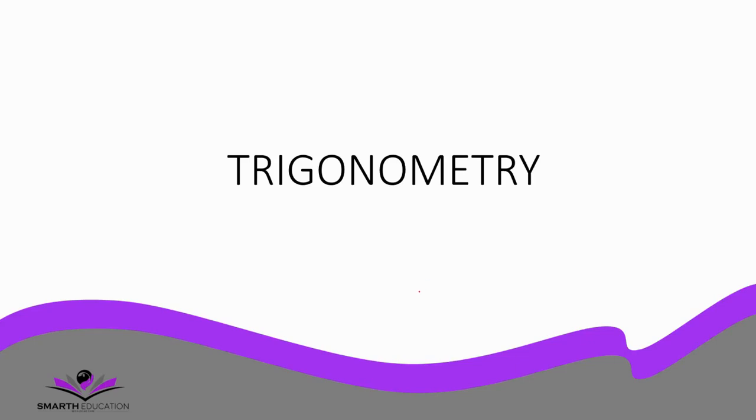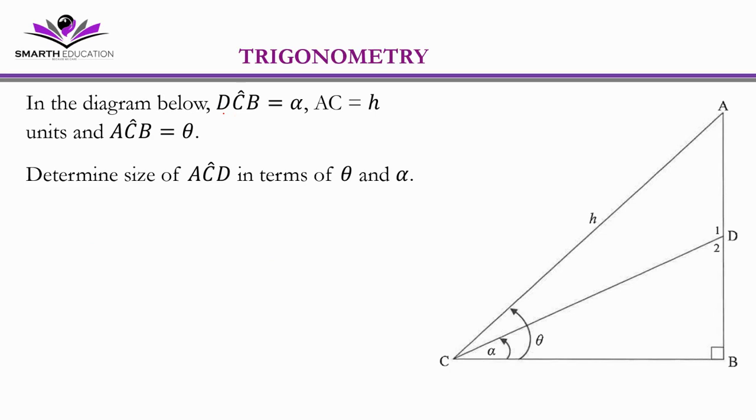Right, welcome back. Let's do question 3, 2, 1. In the diagram below, angle DCP is equal to alpha. This is the angle here, which is equal to alpha. AC is equal to H units, and angle ACP is equal to theta. This whole angle ACP is equal to theta. You can see that this whole angle here is equal to theta.